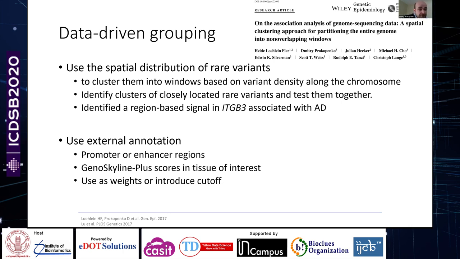Again, you can also use external annotation for whole genome sequencing. For example, you can make an educated guess based on GenoSkyline scores. Those are scores which are calculated on the Epigenomics Roadmap project, and they combine information from expression data, ChIP-seq data, DNase-1 hypersensitivity data. By studying some complex disease, you can identify the tissue of interest and weight your rare variants based on these scores.